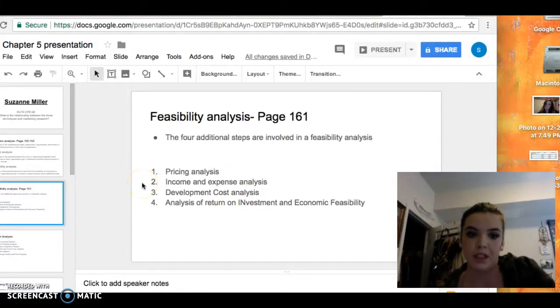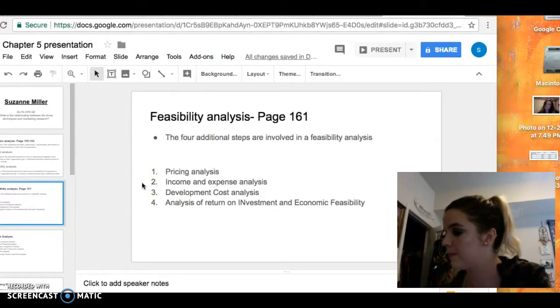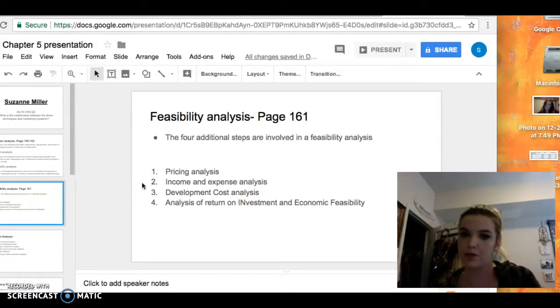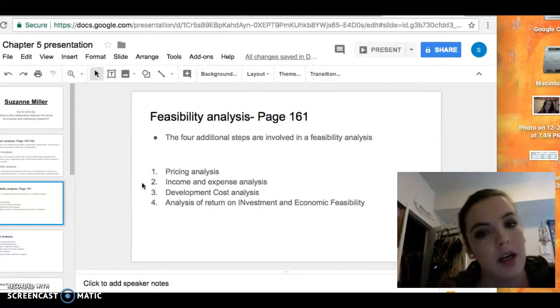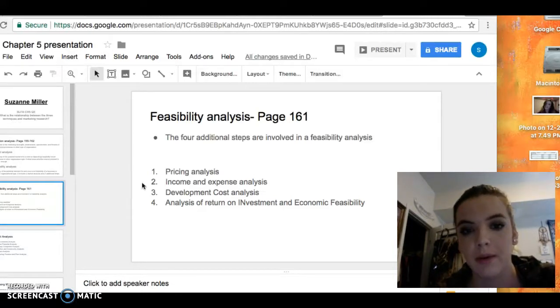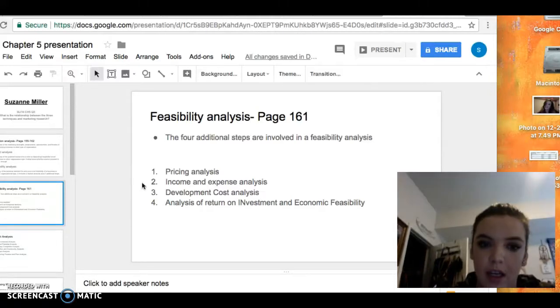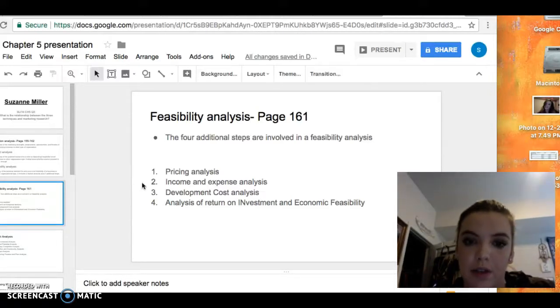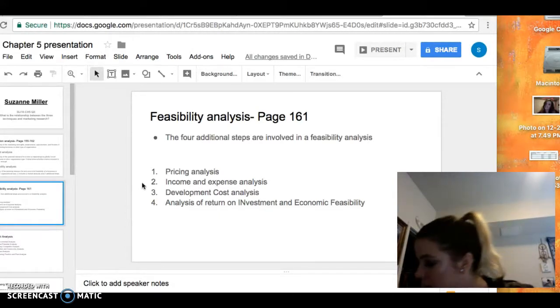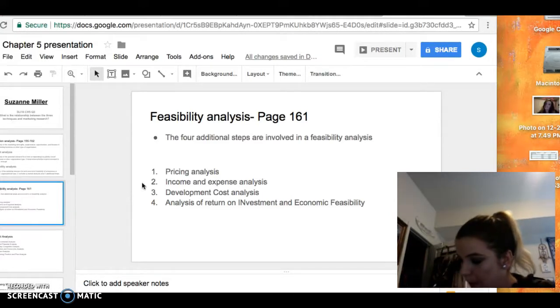A little more detail on feasibility analysis is located on page 161. Let me just go there right now. The 4 additional steps include pricing analysis, income and expense analysis, development cost analysis, and analysis of return on investment and economic feasibility. In the textbook, these are the feasibility analysis steps.